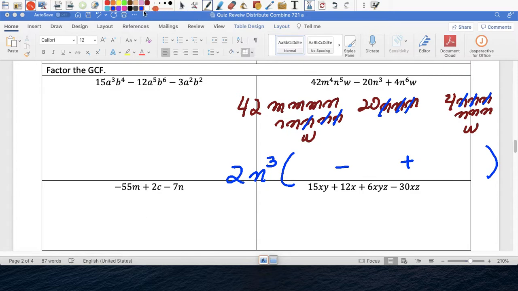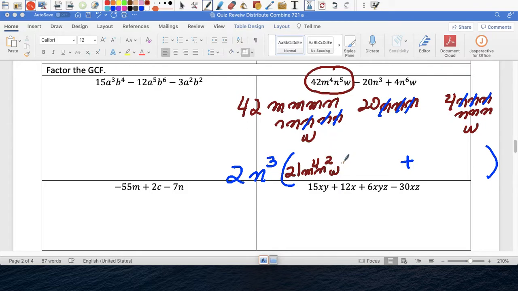So what are our 3 terms? Well, 2 times what is 42 is 21. But make sure we get this right. So 21, we need m's, so it's going to be m to the 4th. We have n cubed outside. We want to get to n to the fifth, so we're going to write n to the second power. And we also need to put a w there. So 2 times 21 is 42, and n cubed times n to the second is n to the fifth, m to the fourth is there, and w is there.